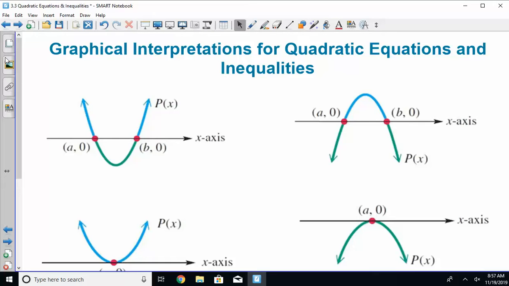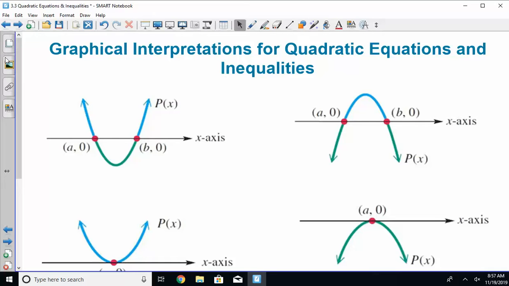And what I have up here are just a lot of graphs. It's up to you if you want to draw these or not. But we're going to be solving some quadratics and looking at the graphs to answer questions to inequalities. We know parabolas can be upside down or upwards, right?